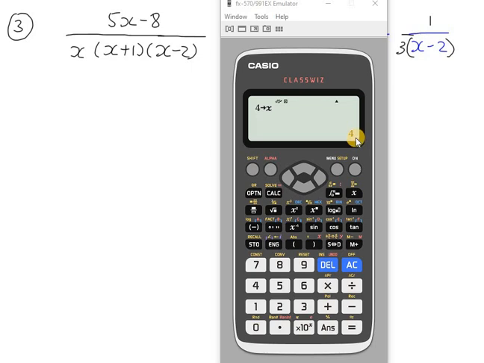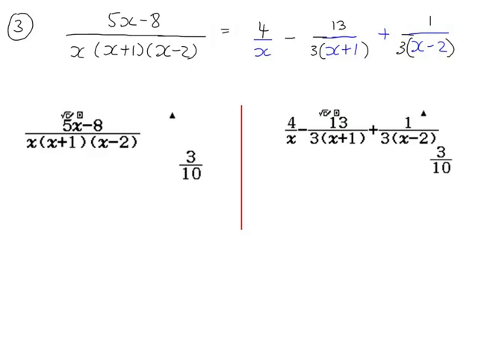Now I need to substitute that value of 4 into all of this, into this fraction. So for the left hand side, when x equals 4, you get 3/10, and you can see the working out here from the calculator. And for the right hand side, again, when x equals 4, you get the exact same value, which means the values that I've calculated are correct.